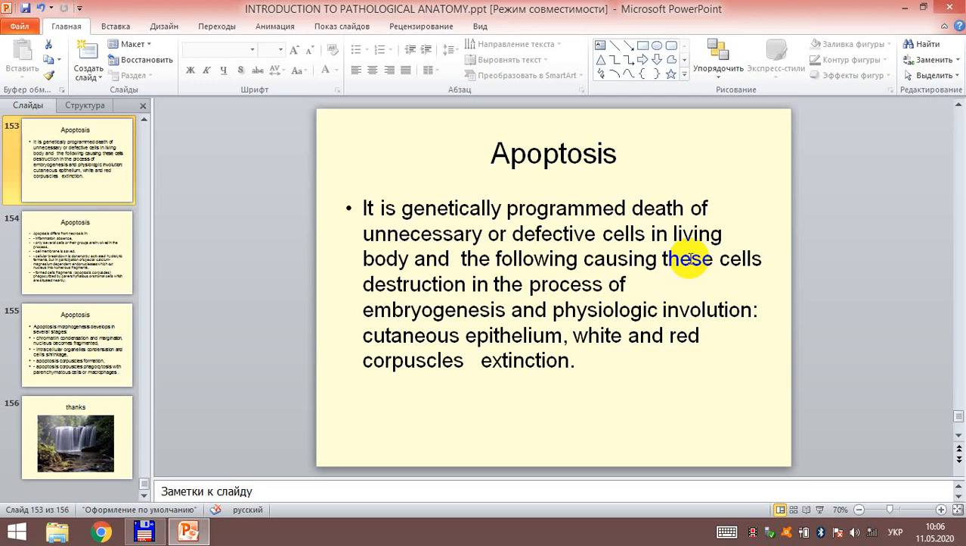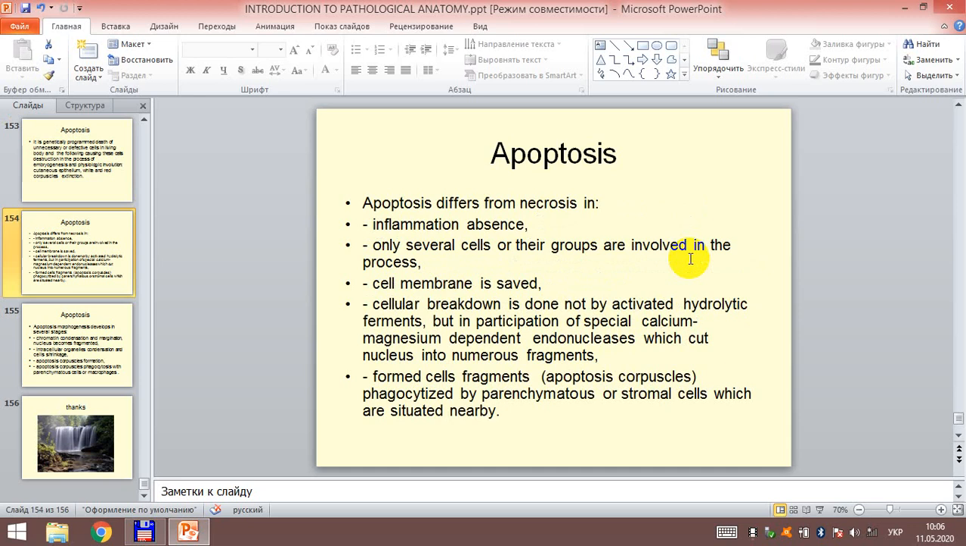Apoptosis differs from necrosis in the absence of inflammation. Only several cells or their groups are involved in the process. The cell membrane is preserved. Cellular breakdown is done not by activated hydrolytic enzymes, but with participation of special calcium-magnesium dependent endonucleases, which cut the nucleus into numerous fragments, forming cell fragments, apoptotic corpuscles. Phagocytosis is by parenchymatous or stromal cells, which are situated nearby.